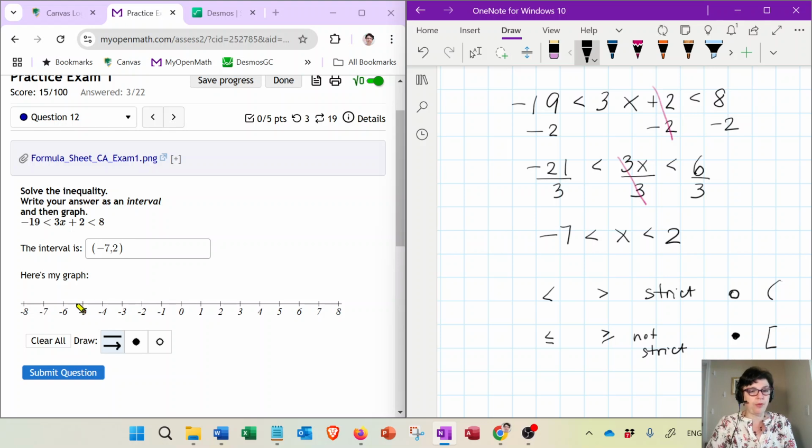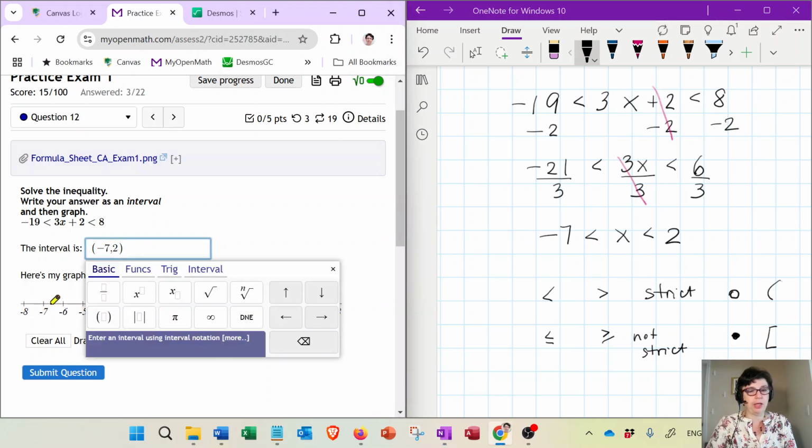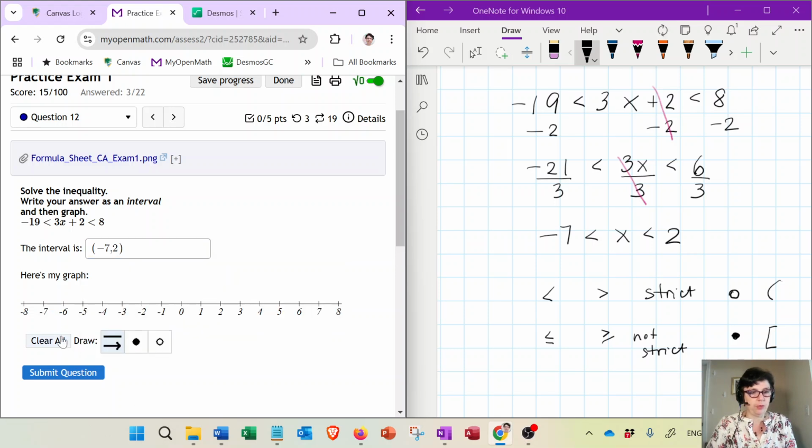Now, when I graph, I want to start at negative 7 and then extend it all the way. Oops, I don't know why this is happening. Okay, so let me clear it. Start at negative 7, go all the way to 2, but we also need to place these empty or open dots on the ends here, because this is a strict situation.